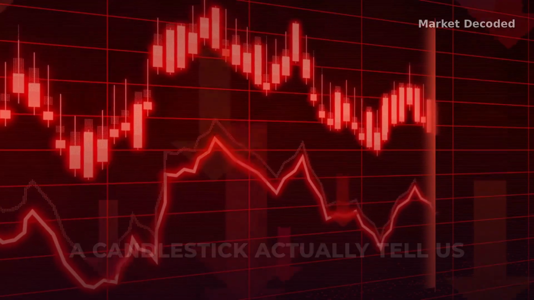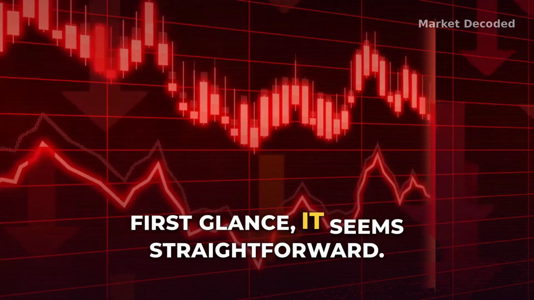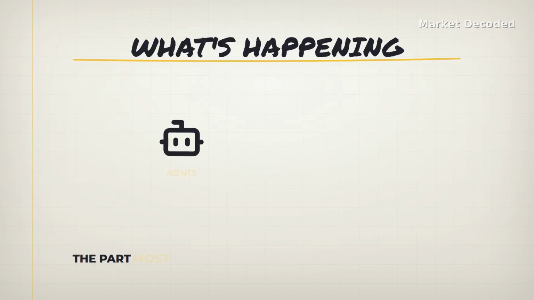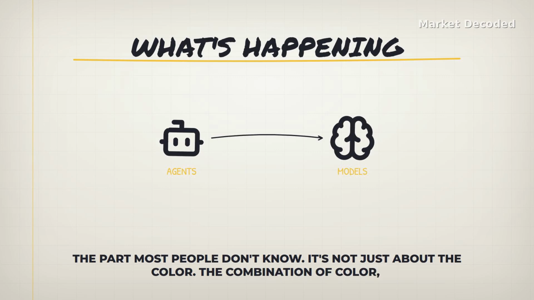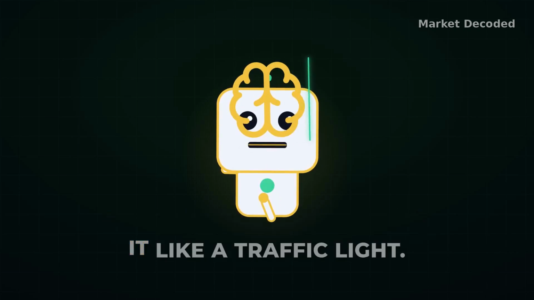What does the color of a candlestick actually tell us about the market's direction? At first glance, it seems straightforward. Green for up, red for down. But here's the part most people don't know. It's not just about the color. The combination of color, body size, and wick length is what provides a more nuanced view of the market's momentum and potential reversals. Think of it like a traffic light.